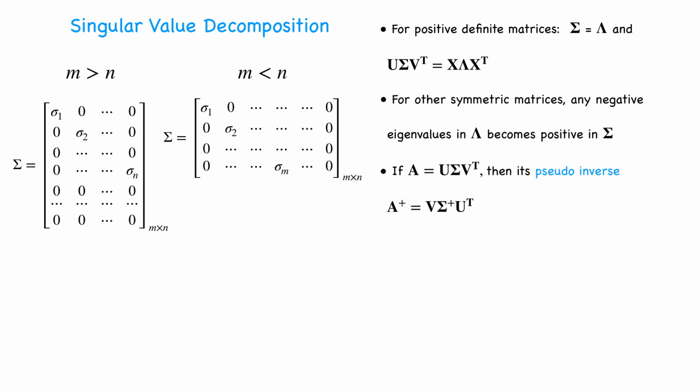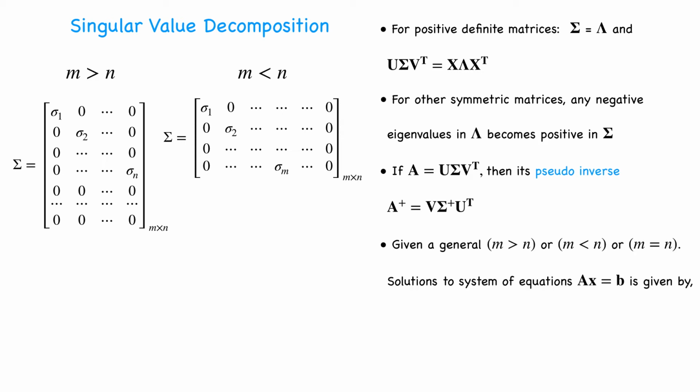If A is equal to U sigma V transpose, the pseudo inverse A plus can be computed as V sigma plus U transpose. Since sigma is a rectangular diagonal matrix, sigma plus contains the inverse of the singular values, which will be shown in a while. So given a general matrix, it can be m greater than n, m less than n, or m equal to n.